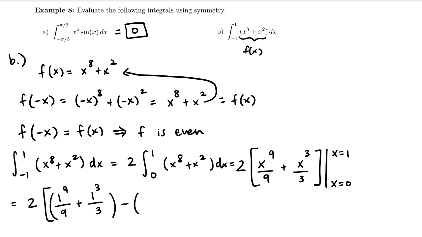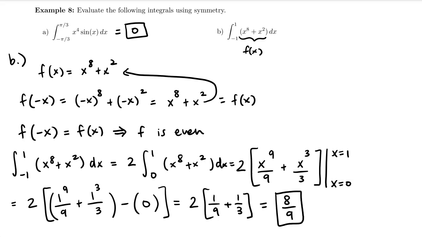minus, and then what's nice is if I evaluated that antiderivative at 0, 0 to the 9th is 0, divided by 9 is still 0. So that entire thing is just going to end up simplifying to be 0. So I have 2 times 1/9 plus 1/3. And if I find a common denominator and multiply, this ends up giving me 8/9 as my final answer. And that concludes this example.